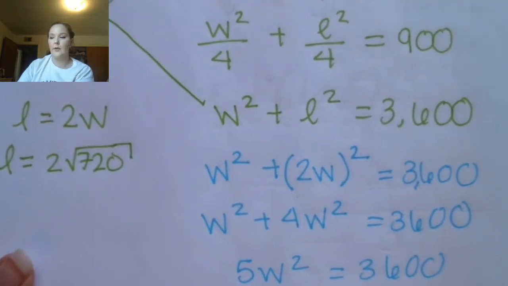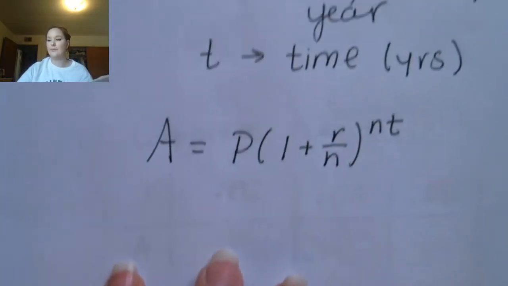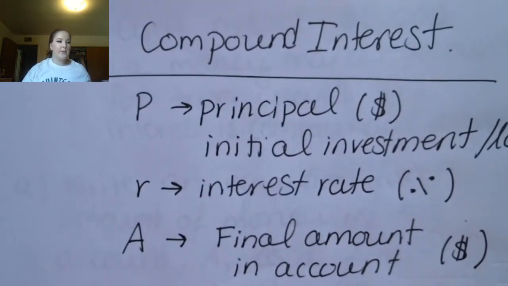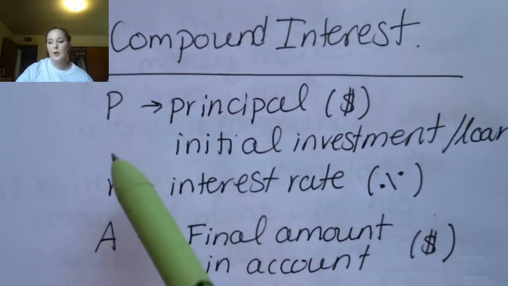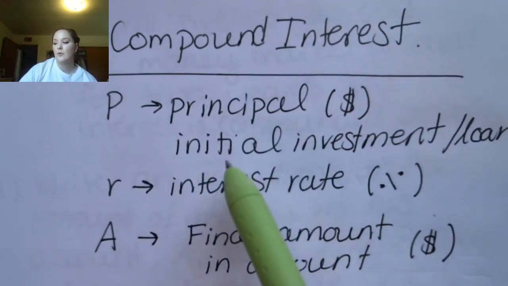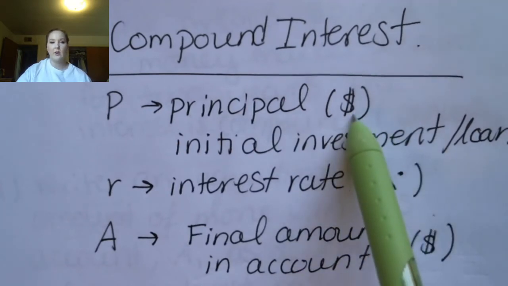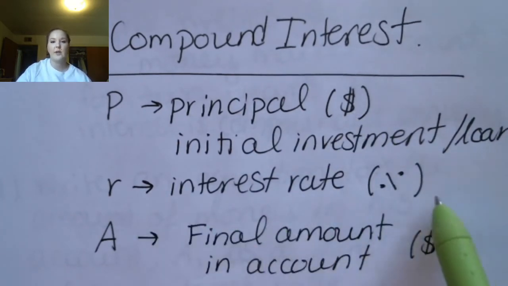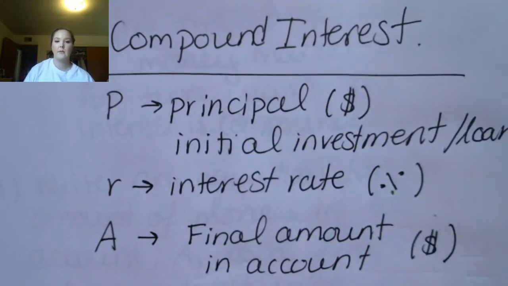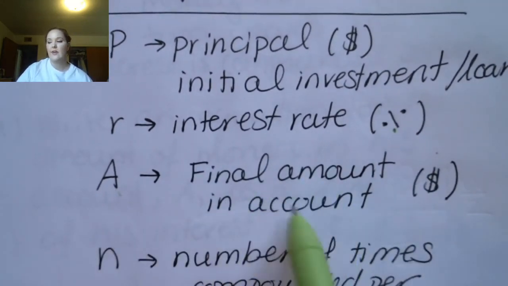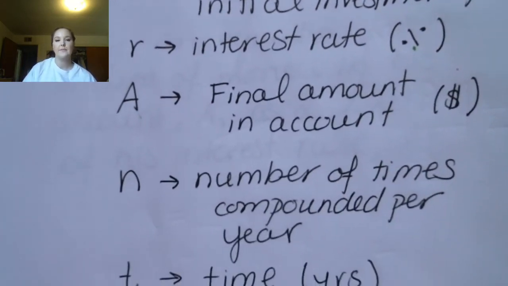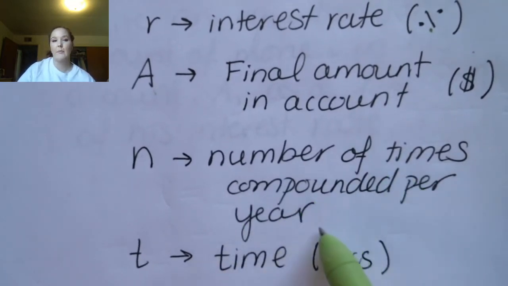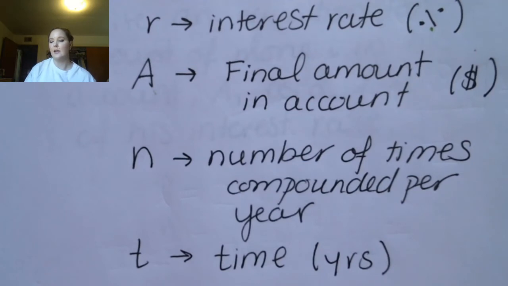Okay, let's look at another type of example. An example type that we're going to come up with a lot in this class, and we're introducing it now, is compound interest. When you're talking about compound interest, principal is the initial investment or loan, and that's a dollar amount. R stands for the interest rate, which is a percent written as a decimal. A stands for amount, the final amount in your account, also a dollar amount. N is the number of times the account is compounded per year, and T is the time in years.